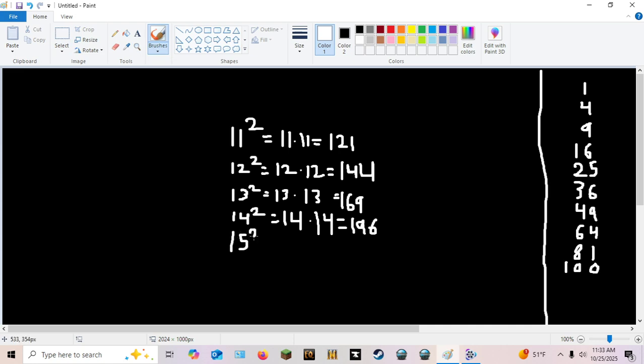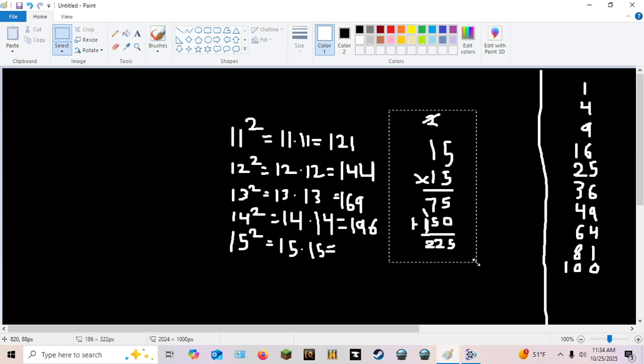15 squared equals 15 times 15 equals what? Do the standard algorithm. 5 times 5 is 25. 5 times 1 is 5 plus 2, which is 7. Cancel this 2. 1 times 5 is 5. 1 times 1 is 1. Add. 5 plus 0 is 5. 7 plus 5 is 12, right? And then 1 plus 1 is 2. So this actually equals 225.